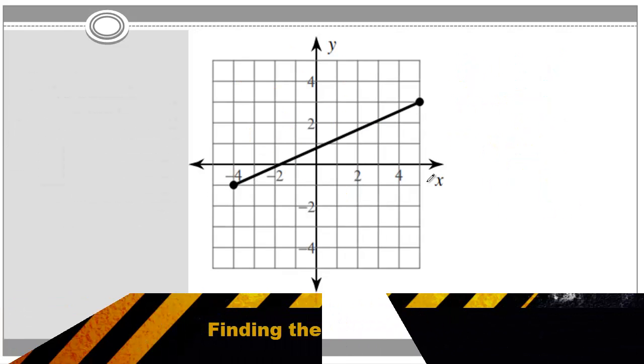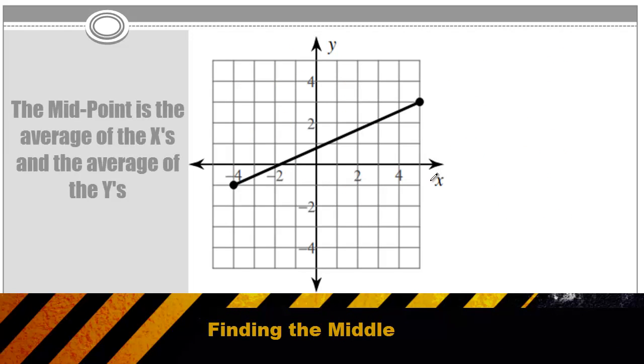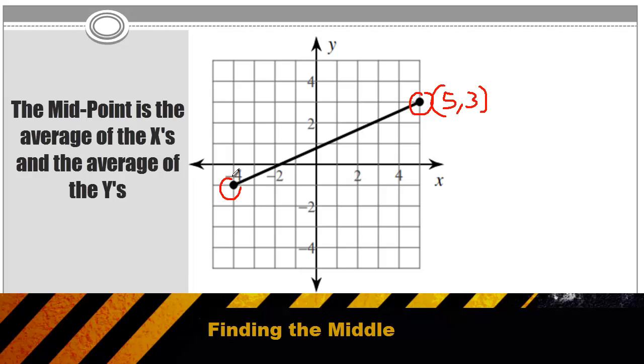A question may also ask you to find the midpoint, or the middle of a line. And you can do that by simply averaging the 2 coordinates on your line. So in this case, my top point is over 5, up 3. And my bottom point is left 4, down 1. Now I'm going to find the average of my x's and the average of my y's.